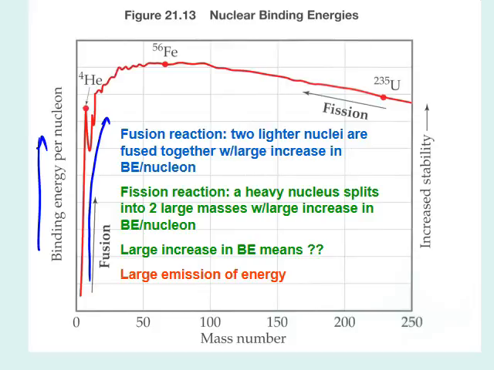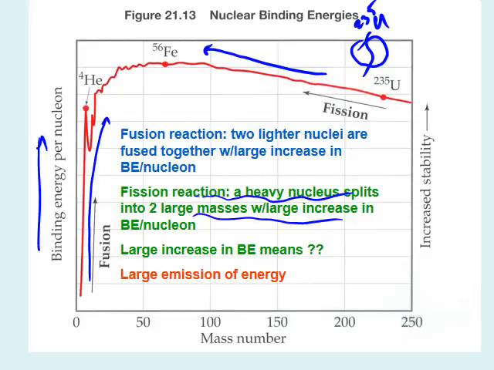On the right-hand side, you're looking at fission reaction. Fission means large nuclei like this, large nucleus of, say, uranium-235. Say uranium-235 is broken down in 2 big chunks of masses. If tiny bit of mass comes out of uranium-235, it's not considered to be fission reaction. So it has to be 2 big chunks of masses. And if that happens, you see there'll be a sharp increase in binding energy per nucleon. So that's what we are pointing out here. In fission reaction, a heavy nucleus splits into 2 large masses with large increase in binding energy.